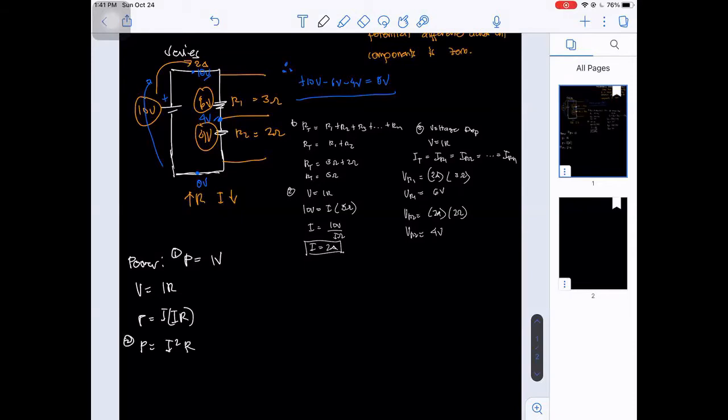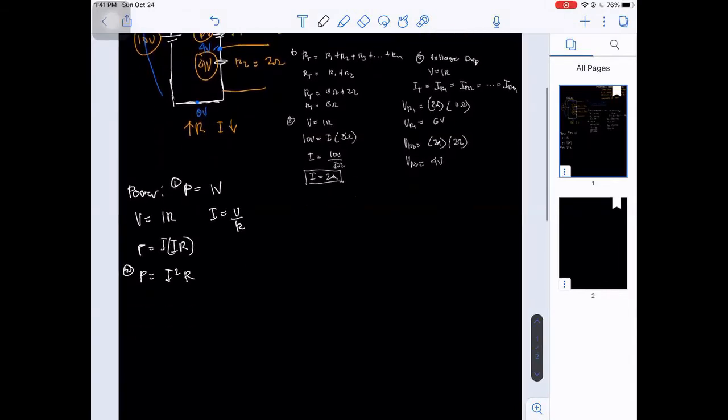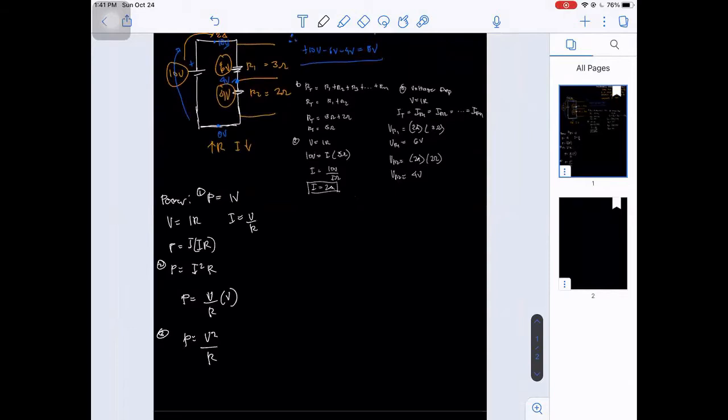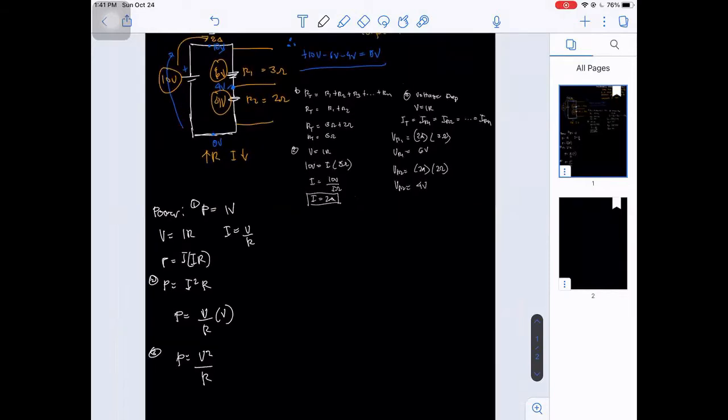Also, from V is equal to IR, we can have I is equal to V over R. If we substitute I in the first equation, we can have power is equal to V over R multiplied by V. So we have our third equation, which is V squared over R. So we can use these three formulas in computing the power absorbed and the power delivered by the battery in our circuit.